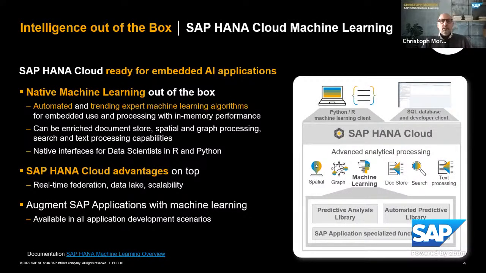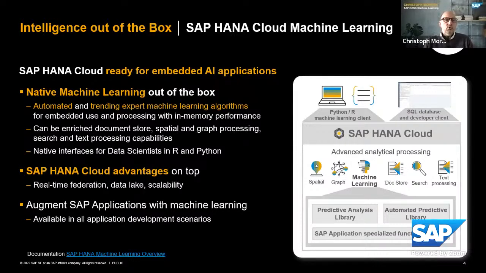So as a refresher, SAP HANA Cloud provides a rich set of advanced analytical processing capabilities. Machine learning is one of the areas. Besides spatial, graph, and document store, JSON processing capabilities, we have multiple AI function libraries, one automated predictive library, our classic AutoML library, as well as our Predictive Analysis Library, which is our expert machine learning algorithm library. We will look at that now in more detail.